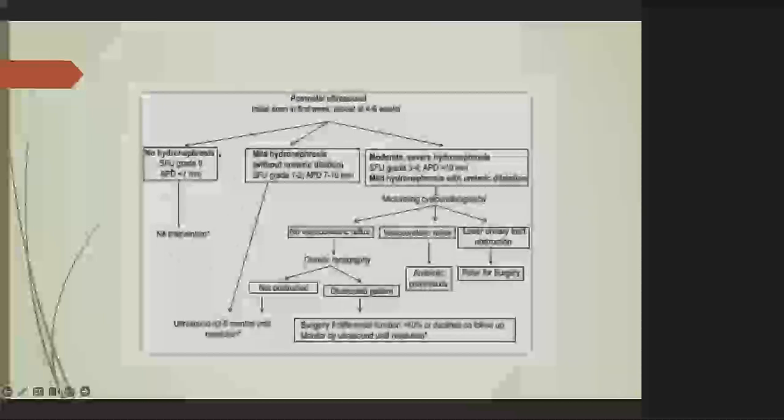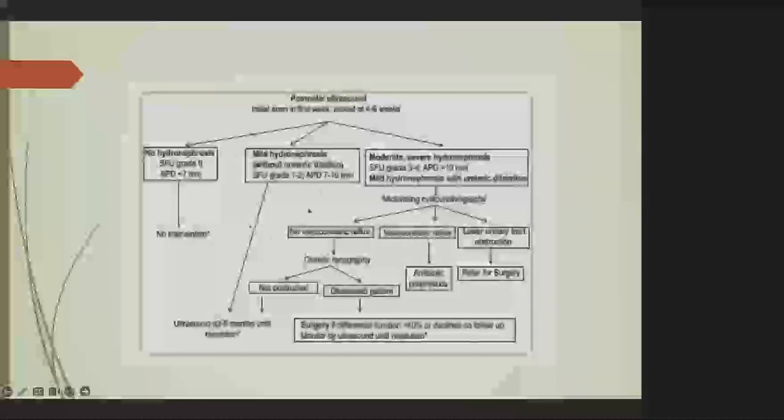Whenever this is a case where there is no hydronephrosis, we don't need an intervention, but we need to follow up with another scan at 4 to 6 weeks. So 2 negative scans done postnatally will clearly rule out hydronephrosis.